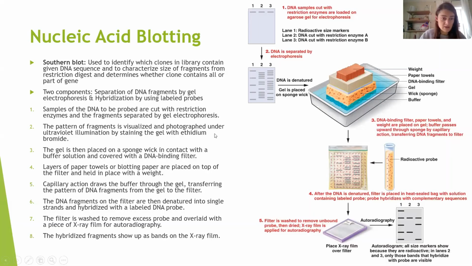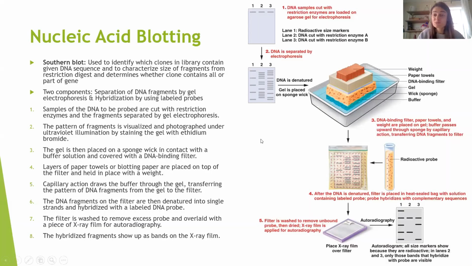So let's see how I explain it in my PowerPoints, which I made from the textbook, so it's fine. The gel is then placed on a sponge wick in contact with a buffer solution and covered with a DNA binding filter. Layers of paper towels or blotting paper are placed on top of the filter and held in place with a weight. Capillary action draws the buffer through the gel, transferring the pattern of the DNA fragments from the gel to the filter. It's pretty much what I just said.